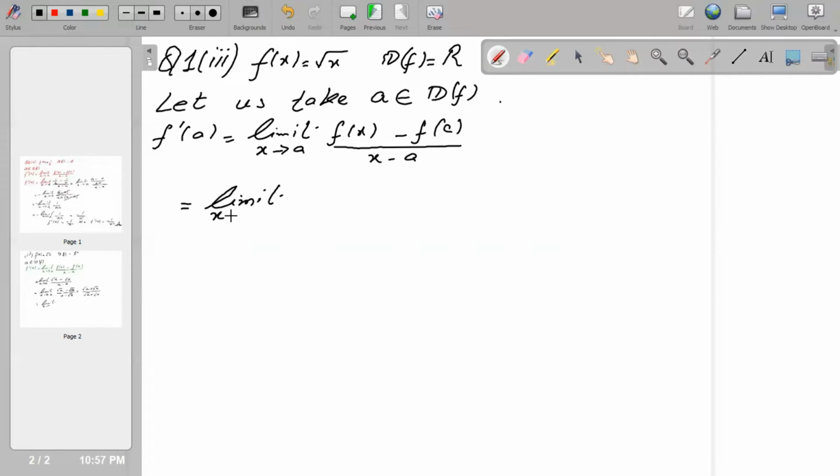Limit as x approaches a, where f of x is equal to square root of x, minus f of a, the value of the function, that is square root of a, divided by x minus a. If we apply the limit here, then we will have 0 from 0, which is indeterminate. So we have to remove this form. For this, just multiply and divide by square root of x plus square root of a.